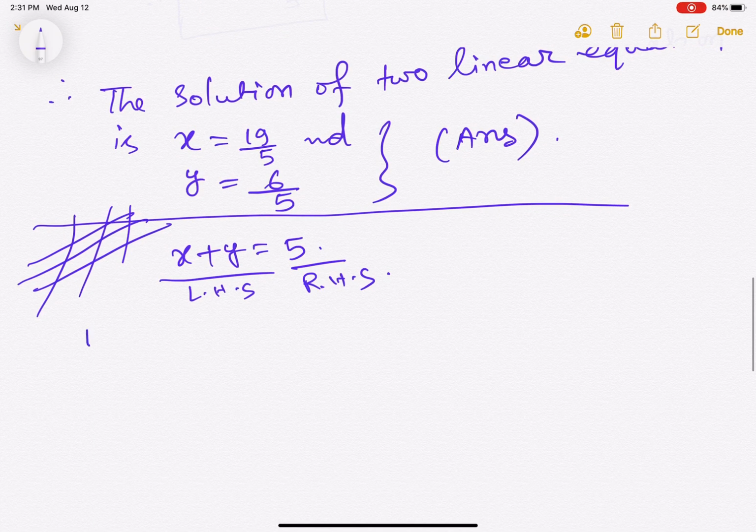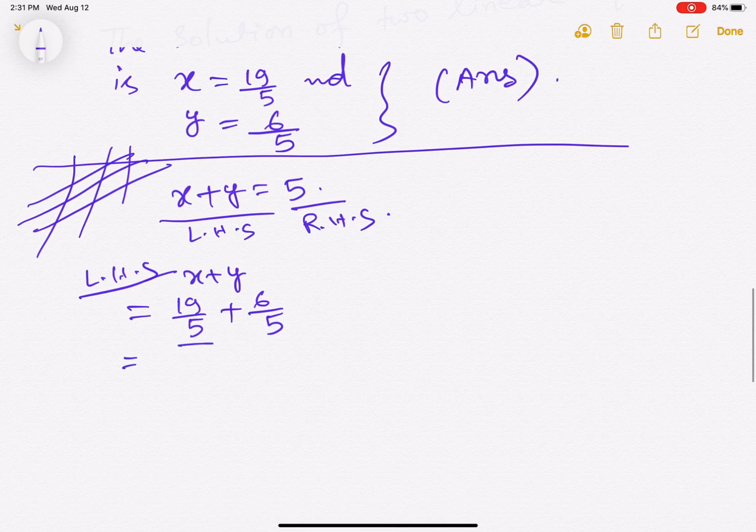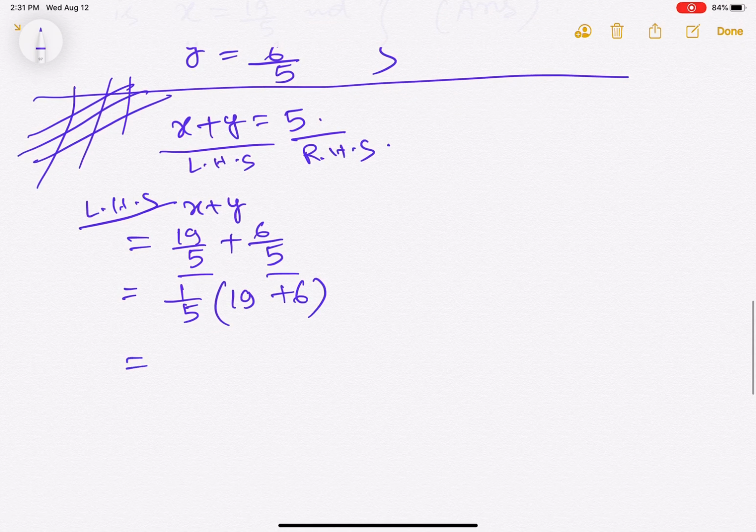Now let's start here. In the LHS part, we substitute the values here. So x is 19/5 plus y is 6/5. So now we see that in both terms 1/5 is common. So first we take 1/5 common from both terms, and the first term will be 19 and the second term is 6. So now 19 plus 6 is 25. So now 25 divided by 5 equals 5. So this is also equal to the RHS. So we see that the LHS part equals the RHS part. So now our answer is correct.